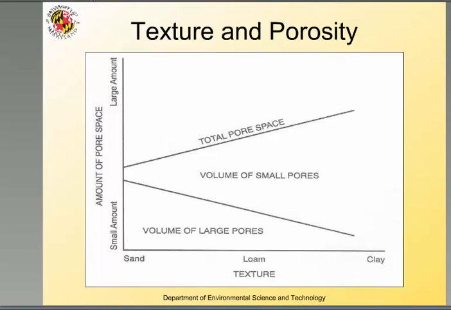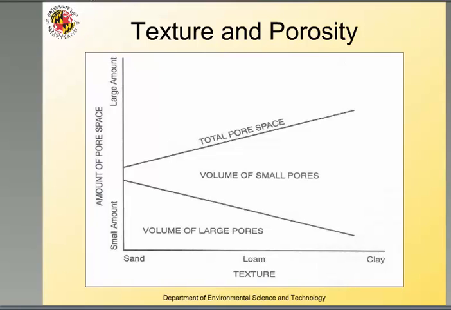Okay, there are some relationships between texture and pore space, or porosity. Let's talk about those for a minute. Here we've got sands on the left side, loam in the center, clays on the right. And first of all, we've got a line here that says total pore space. Top, you can see that sands have less total pore space than loams, and they have less than clays in terms of total pore space.